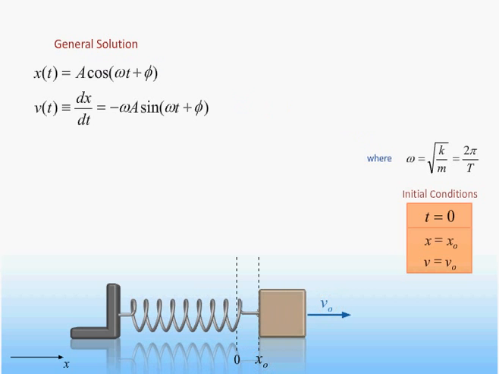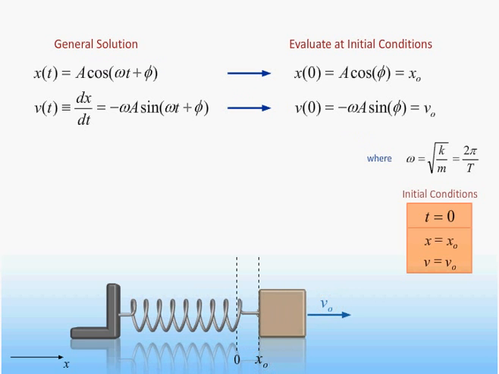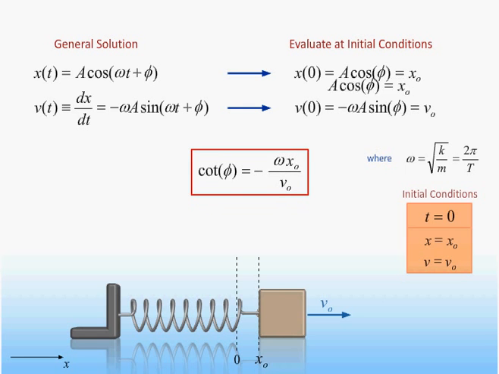Well, we can start from our general expressions for the displacement and velocity as a function of time and evaluate them at t equals 0. We now have two equations that we can solve simultaneously for the amplitude and the phase. In this example, we can divide the first equation by the second to find an expression for phi, and once we know phi, we can use either of the two equations to solve for A.